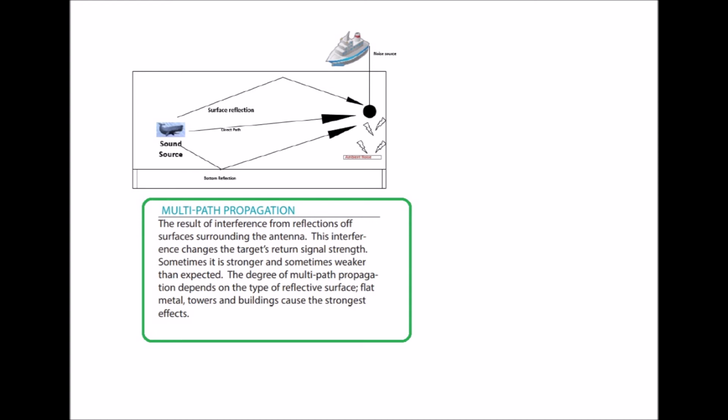Multipath propagation, the result of interference from reflections off surfaces surrounding the antenna. This interference changes the target's return signal strength. Sometimes it is stronger and sometimes weaker than expected. The degree of multipath propagation depends on the type of reflective surface. Flat metal, towers, and buildings cause the strongest effects.